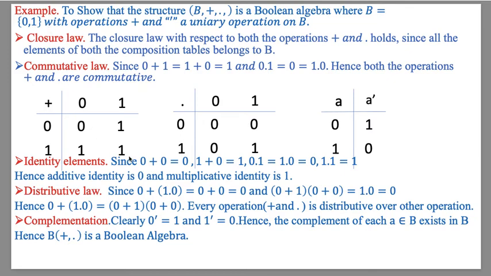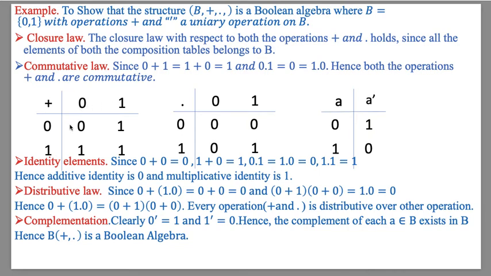Here also elements are symmetrical about the main diagonal. This is the main diagonal, here also we have 1 and 1. This is the main diagonal, here we have 0 and here also we have the 0. Therefore commutative law holds. Also 0 plus 1 is equal to 1 plus 0 equal to 1, 0 into 1 is equal to 0 equal to 1 into 0. Hence both the operations plus and dot are commutative.